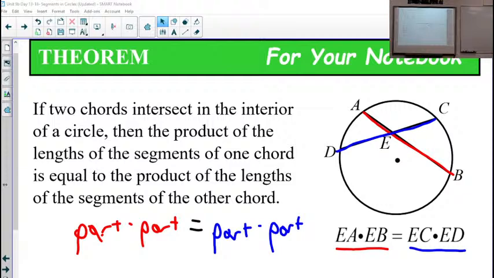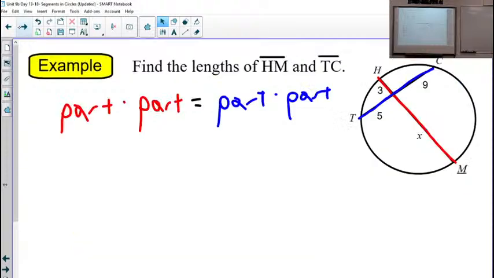So let's look at a couple of examples that use this part times part formula. So here it is, part times part equals part times part. So let's start with the segment here in red. The pieces here are 3 and x. So those are the pieces that I'm going to multiply together. I'm going to have this piece here is 3 times this piece over here is x. That's my part times part here.